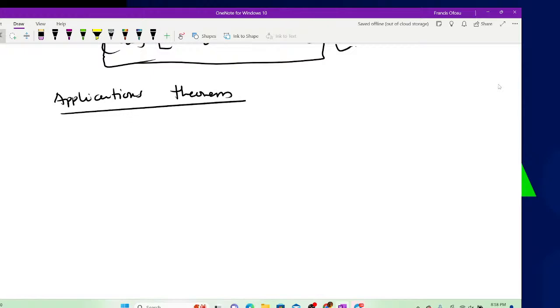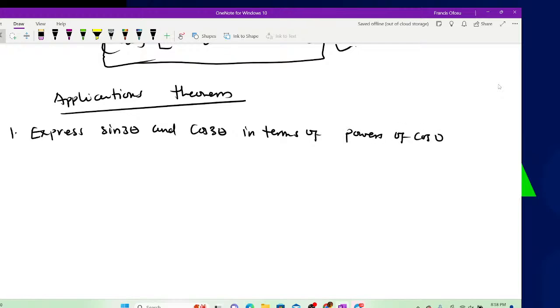The problem we are going to solve here says: express sine 3 theta and cos 3 theta in terms of powers of cos theta and sine theta. So for application 1, we are dealing with trig identities.